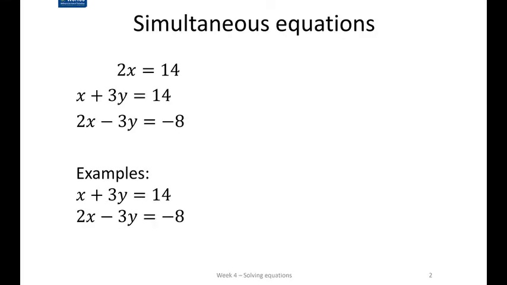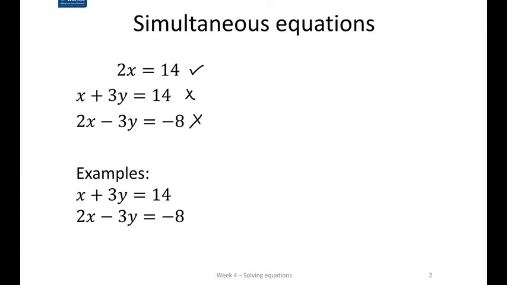If we look at these three equations, 2x equals 14 has a unique solution. But x plus 3y equals 14 doesn't have a unique solution, because if you choose a value for x, then y can be whatever it needs to be to make the sentence true. Similarly, 2x minus 3y doesn't have a unique solution. If you choose a value for x, then y is what it needs to be to make this sentence true.